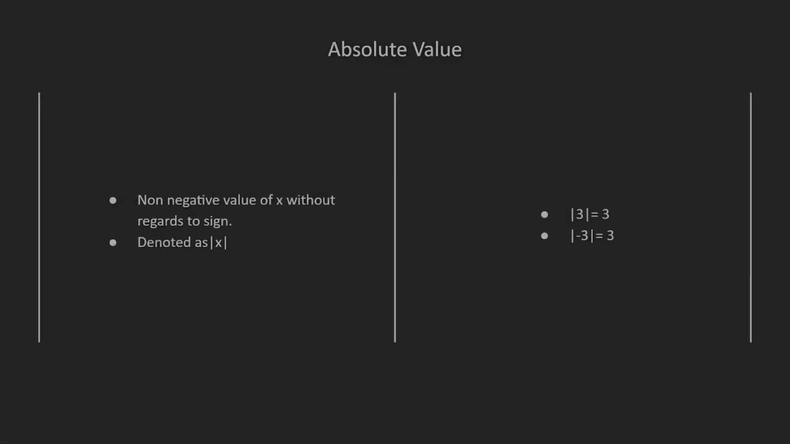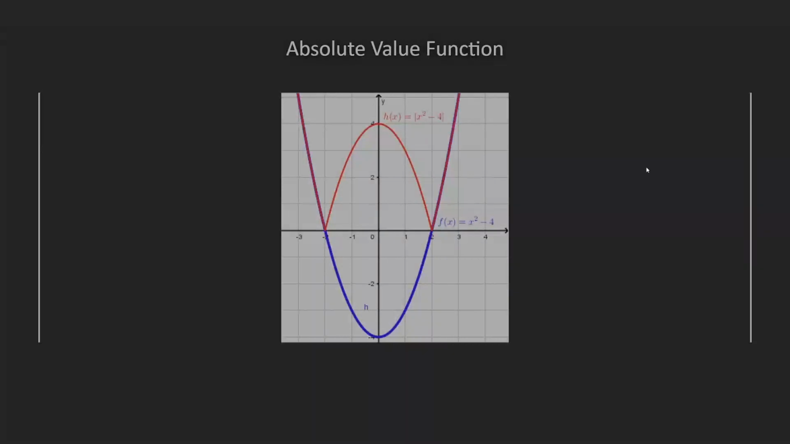Absolute values. They're a non-negative value of x without regards to sign. So it's denoted with these two lines. So 3 and negative 3 have the same absolute value because absolute value measures the distance from 0 regardless of whether it's negative or positive. An absolute value function, as seen right here.